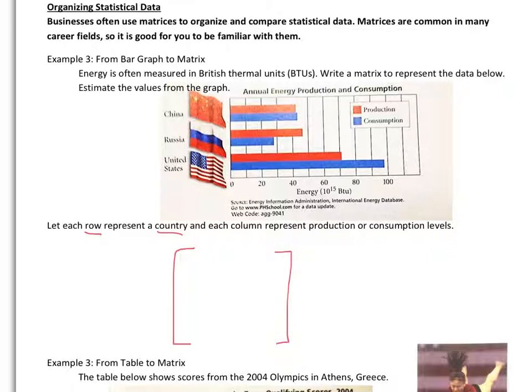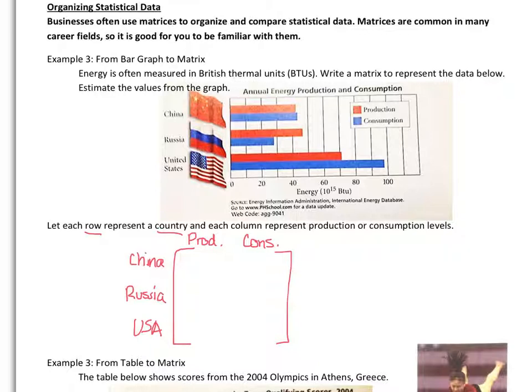Let's just go in order of what the graph says. So we'll have China first, and then Russia, and then USA. And on the top, we've got production and consumption. Always remember, columns hold up buildings, right? They're vertical. That's a column. If you get rows and columns confused, columns hold up buildings, so they have to stand up tall.